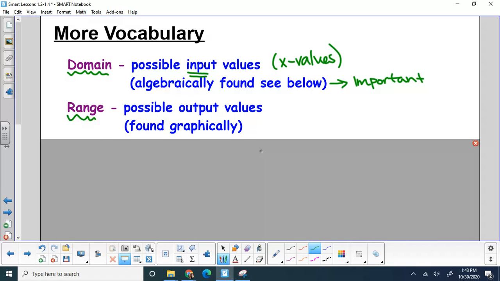The range of a function is the possible output values. So basically, if you look at the graph, what y values show up on the graph? Now, we'll find this graphically still. There is a way to find it algebraically. We're just not ready to do that quite yet.